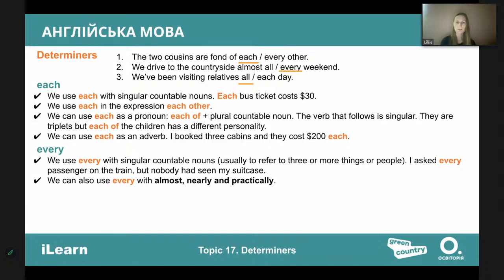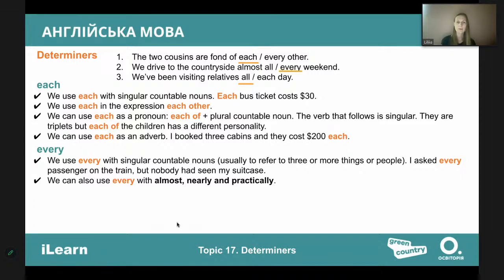Then, when it comes to every, we use it with singular countable nouns. But usually when we mark 3 or more things or people. So we know each other. Ми знаємо один одного, meaning you know me, I know you. But every person here knows the rest. Кожна людина, meaning we have more than 2. I asked every passenger, so not 2 of them, but every, yeah?